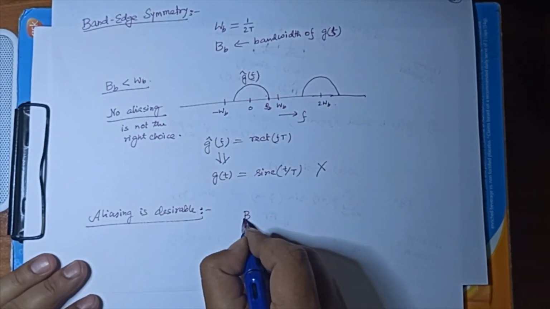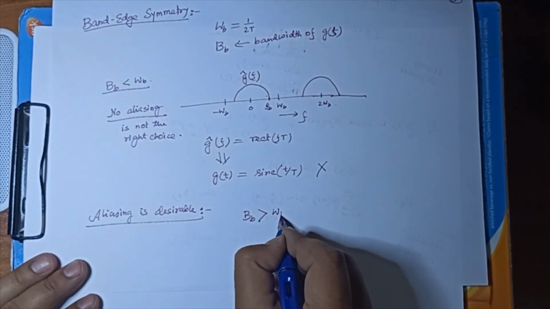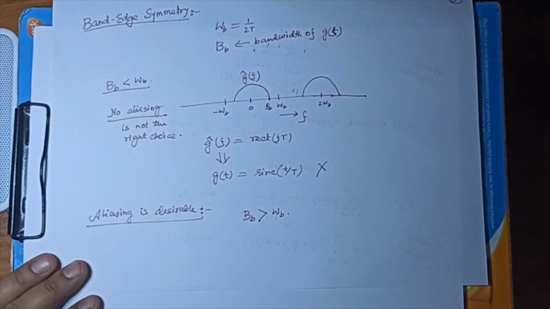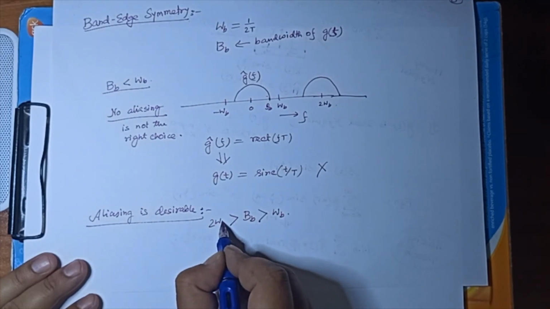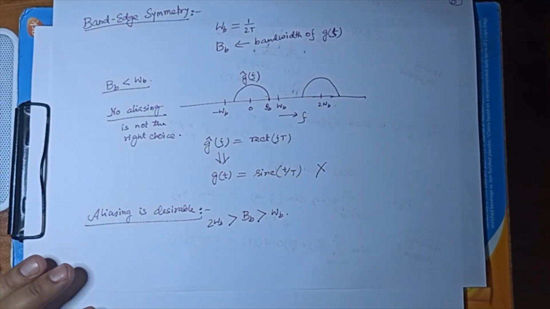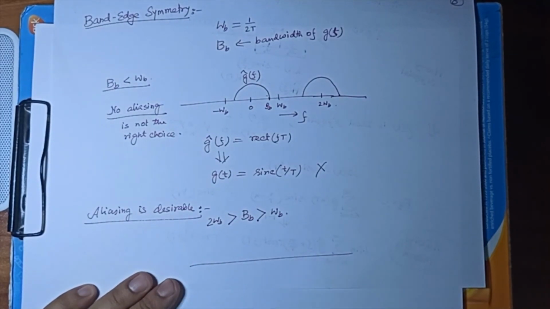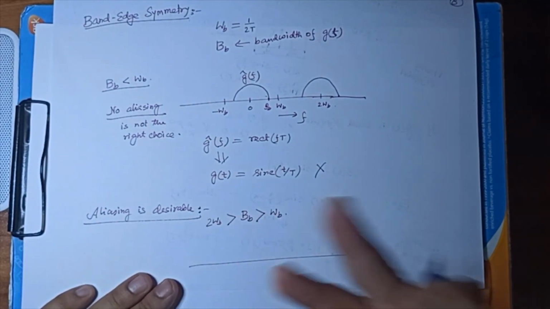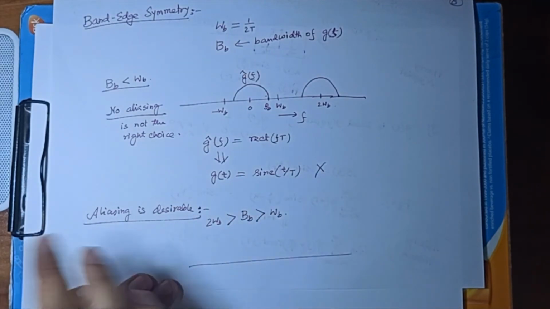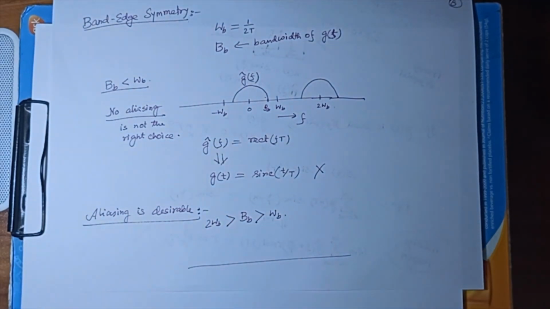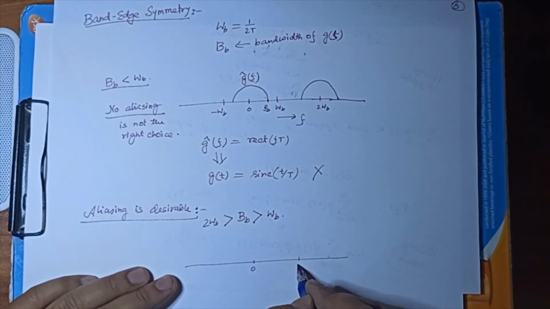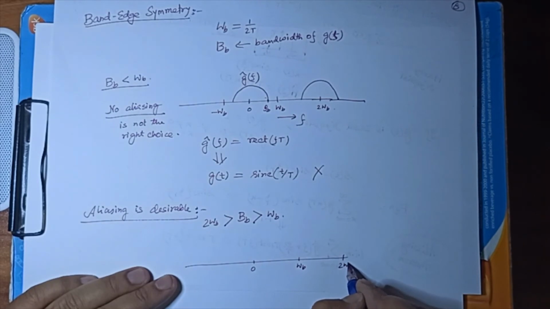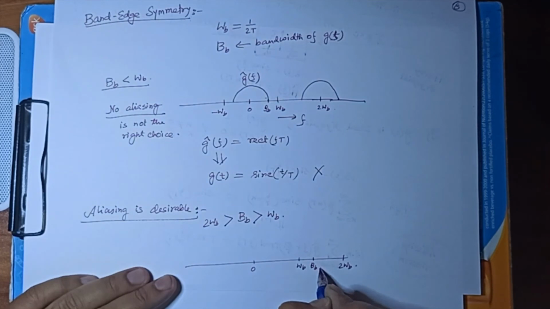So my BB is definitely greater than WB. However, I don't want BB to be very much greater than WB. So I am restricting it between WB and 2WB. So I am restricting BB to be here. We have already given the argument that if BB is very much greater, then you are basically wasting your bit rate. So this is your 0, this is WB, this is 2WB, and you have your BB somewhere here, closer to WB.